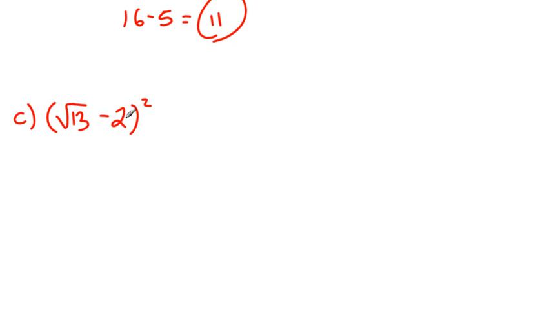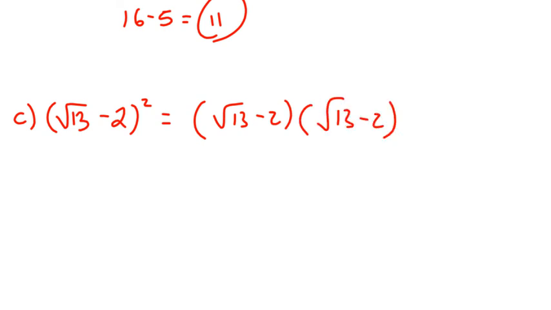All right, so radical 13 minus 2, quantity squared. Well, let's see. This means binomial times binomial. Remember, the squared means I take my base, which is the whole thing in parentheses, and I multiply it by itself.